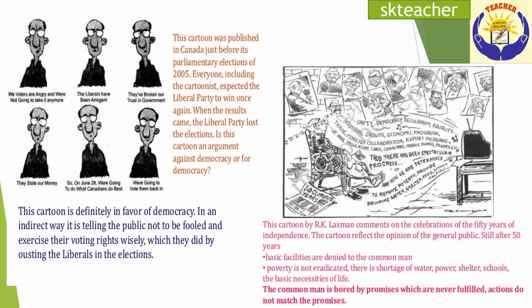The next cartoon is about the broader meaning of democracy. This cartoon by R.K. Laxman comments on the celebration of 50 years of independence. The cartoon reflects the opinion of the general public, who still after 50 years are denied basic facilities as common men. Poverty is not eradicated. There is a shortage of water, power, shelter, schools, the basic necessities of life. The common man is bored by promises which are never fulfilled. Actions do not match the promises. So in this way, in connection with why democracy and the broader meaning of democracy, you have these two cartoons.